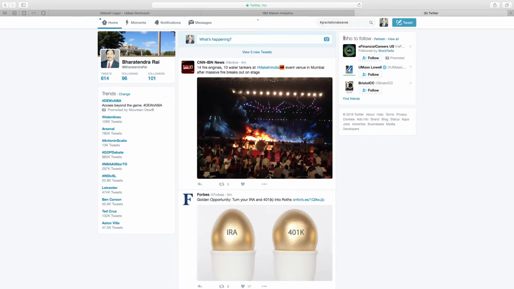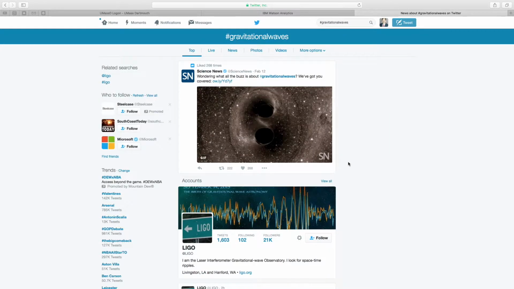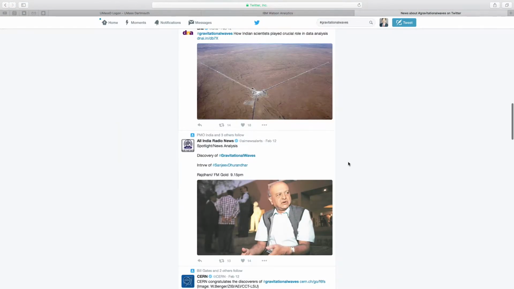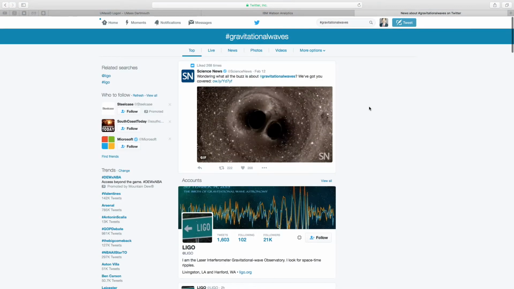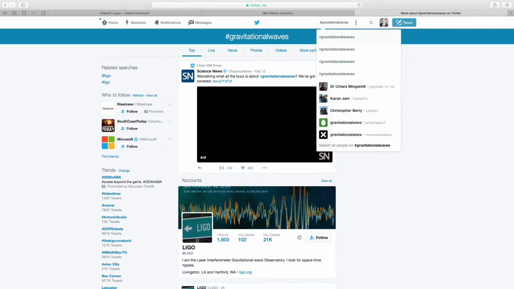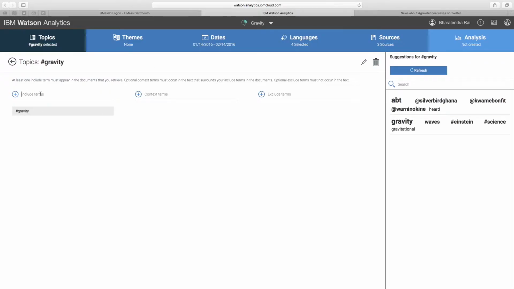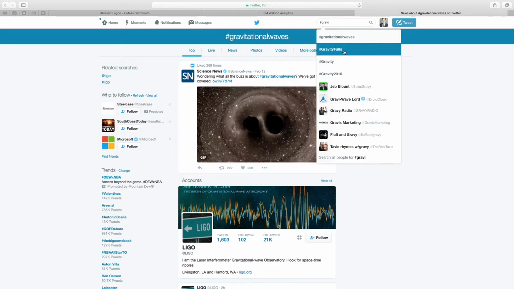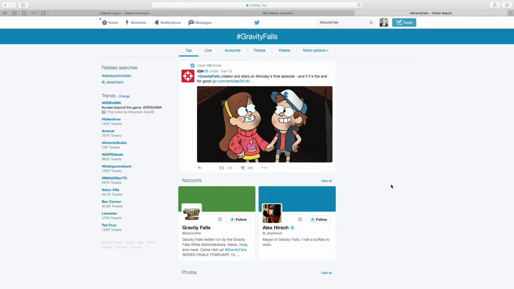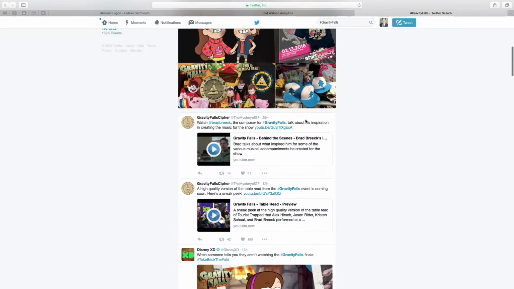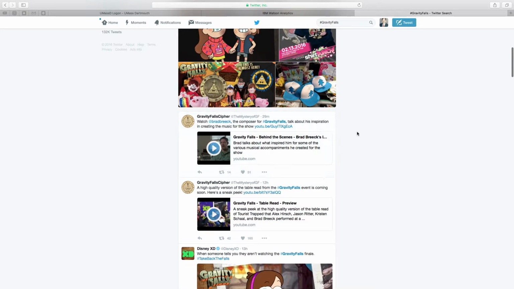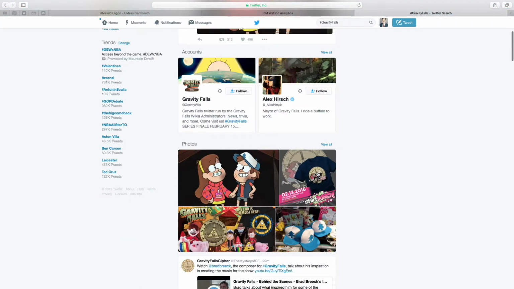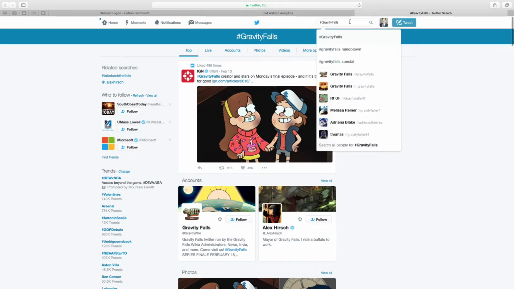If you look at gravitational waves, you can see the tweets are related to the topic of the discovery of gravitational waves. So let's include the term hashtag gravitational waves. Similarly, there is gravity falls. Let's see if it is relevant. This is not really directly related to gravitational waves, so we are going to ignore that.